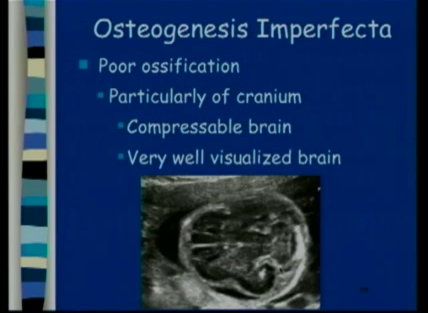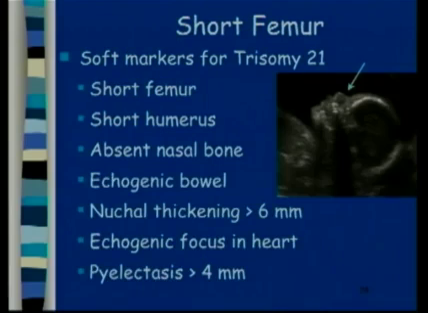Now, another really important finding for osteogenesis imperfecta is that the cranium is not well ossified, so it's easily compressible. When you push on with your transducer, it deforms the brain and then it pops right back up. And the other thing is that the brain is very well visualized as you look at it. It feels like you're almost looking at an MR. It's because there's not much cranium around it.